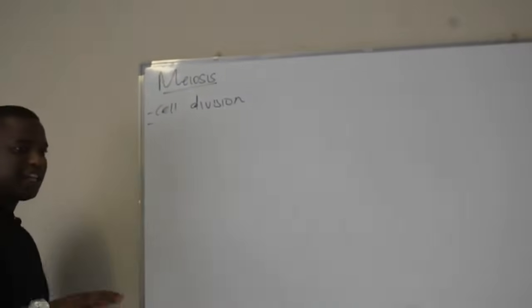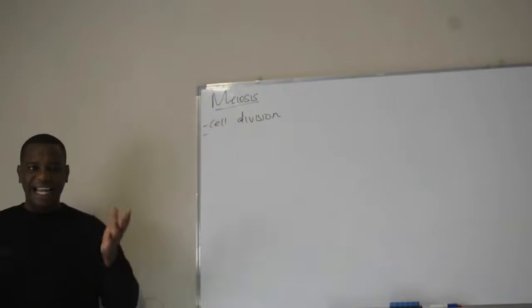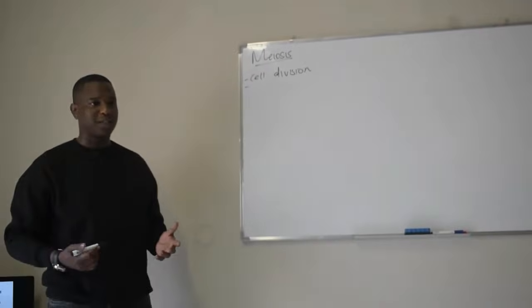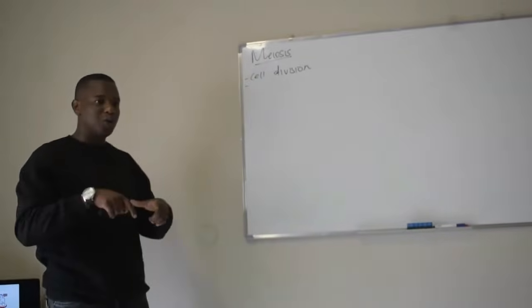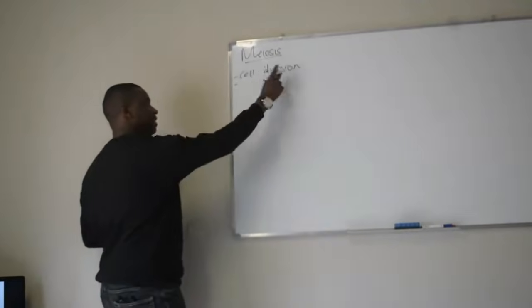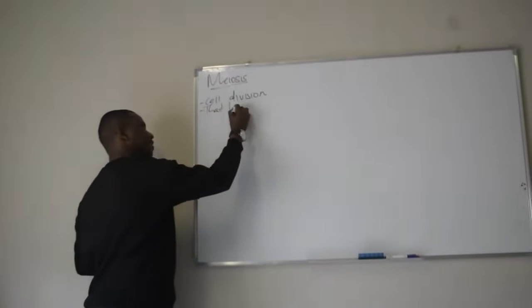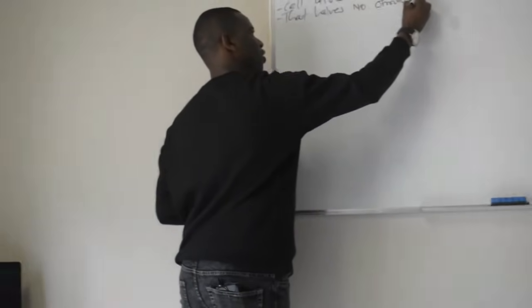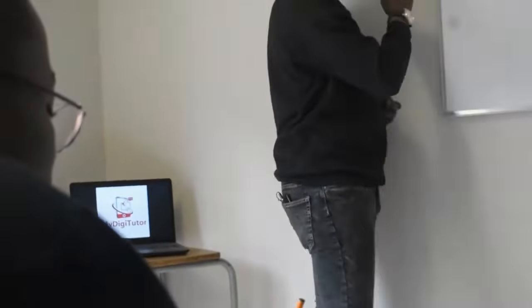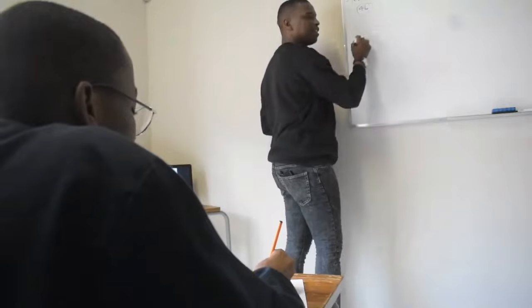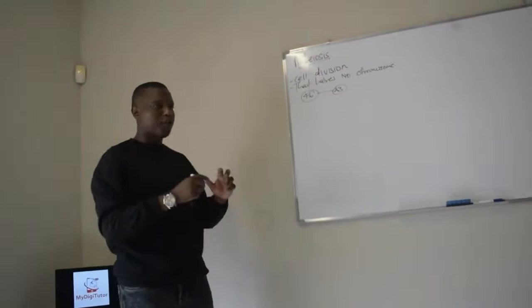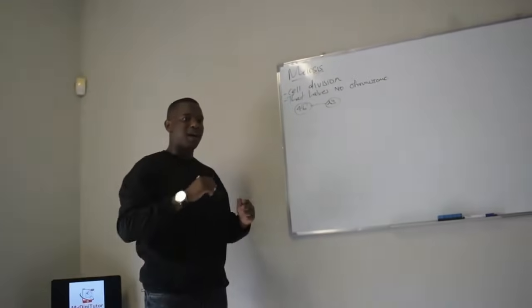Now what it does: you learned about chromosomes in grade 10, and you learned that a human being consists of 46 chromosomes. So what is meiosis going to do to the number of chromosomes? It is a cell division that halves the number of chromosomes. Meaning that when I had 46 chromosomes, meiosis is going to halve that to 23. So meiosis halves the number of chromosomes. It does not double the number of chromosomes.